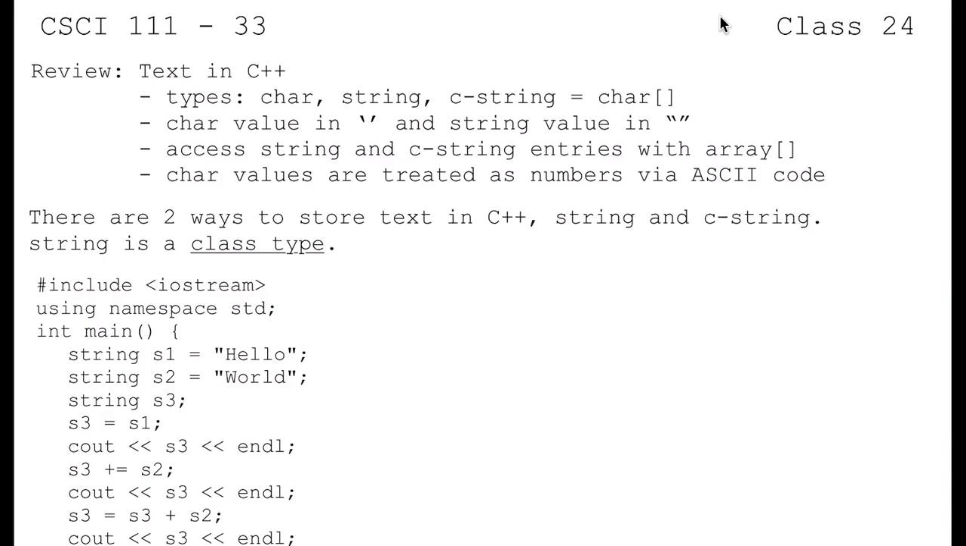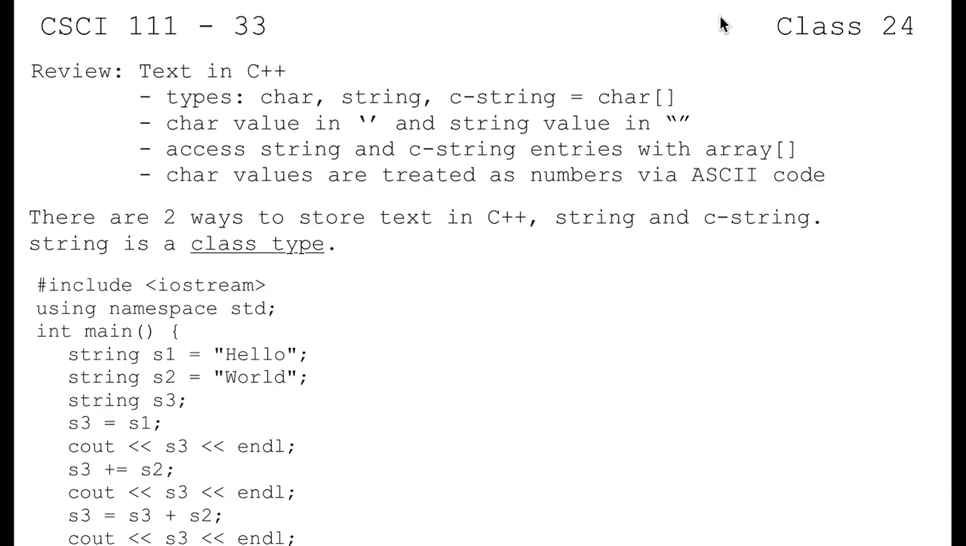Now, besides the single character, we know there are mainly 2 ways to store text in C++. One is the string, and one is the C string, the character array. Many of you asked, what's the difference between the 2? Why do we need to separate them? The main difference is that string is a class type. You might ask, what's a class? You will learn more about class in the 211 class. For this class, just know for now, string is a class type.